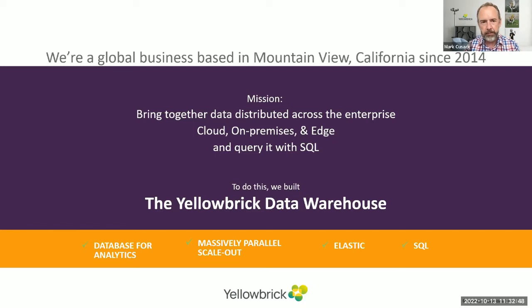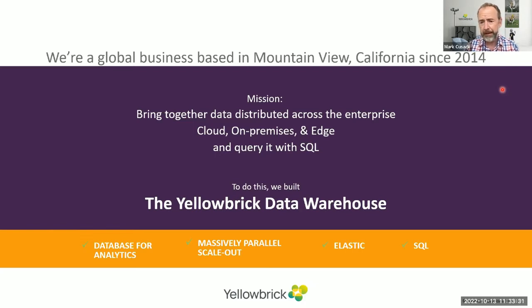So Yellowbrick is a global business. We're based in Mountain View, California. We were founded in 2014. And our mission really is to bring together data that might be distributed across an entire enterprise, whether that's on the cloud, in on-premises data centers, or even at the network edge, and make it fully and easily queryable via SQL. So Yellowbrick is a highly relational, structured SQL data warehouse. And for many businesses, of course, the most important data in their entire estate often resides within a data warehouse, and a lot of historical analytics is run around that. And so we're a database for analytics.